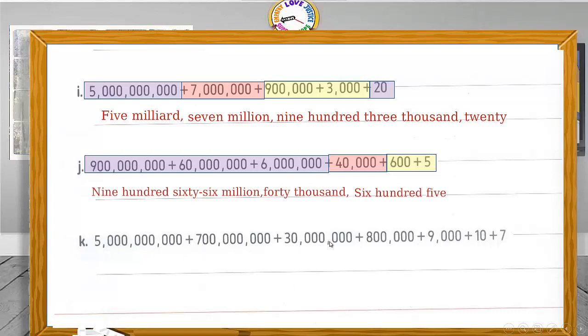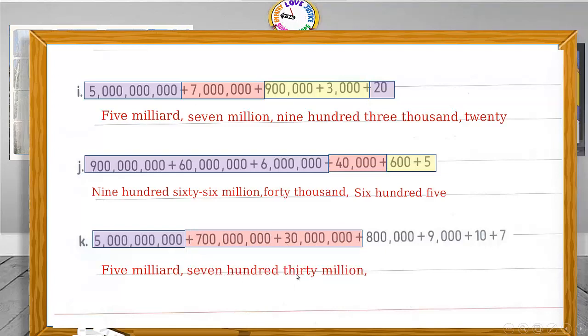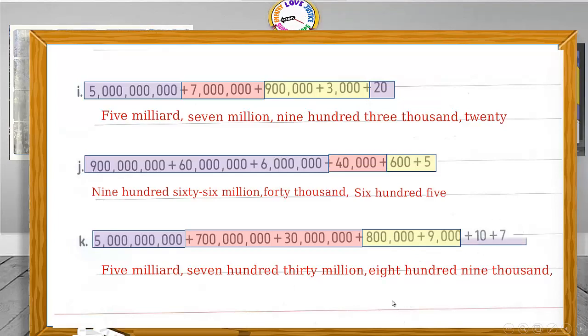Last number here, 5,700,000,000, 30 million, 800,000. Now I have one first period 5 million. Write 5 million. Put comma. Next period millions. Where is million? 730. So write 730 million. And in thousands we have 800,000 and 9,000 together inside one period. 809,000. Last period we have 17. Write down 17.